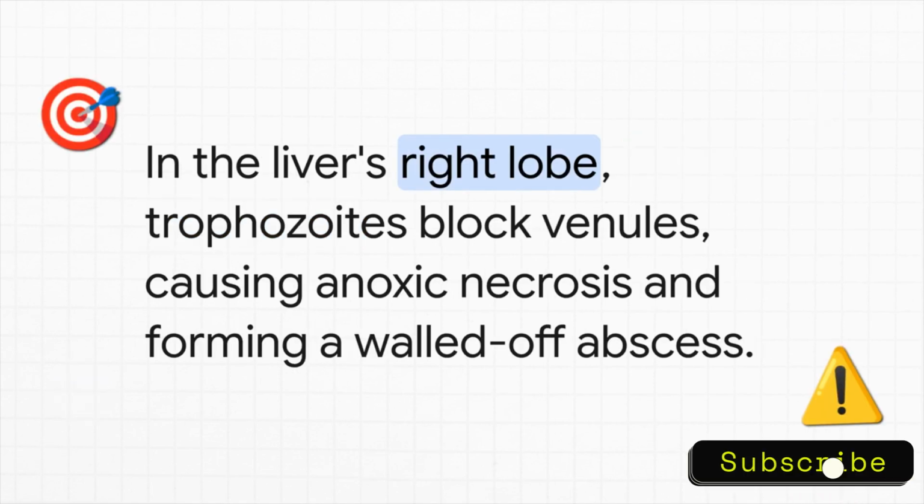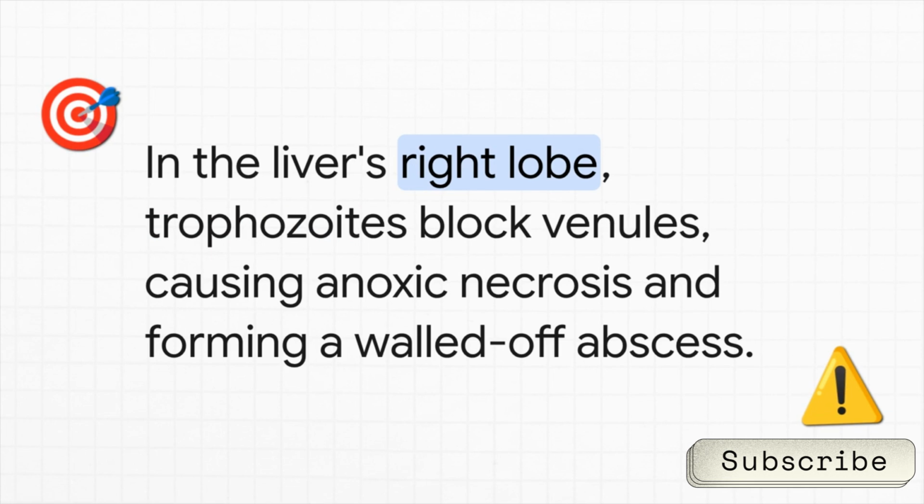So they arrive at their destination, the liver. Now, why the right lobe most of the time? It's all about blood flow dynamics in the portal vein. Once there, the trophozoites clog up the tiny hepatic venules. This cuts off the oxygen supply to the liver cells, the hepatocytes, and they start to die. That's called anoxic necrosis. The body then tries to contain this mass by building a wall around all that dead tissue, and that, my friends, is your abscess.